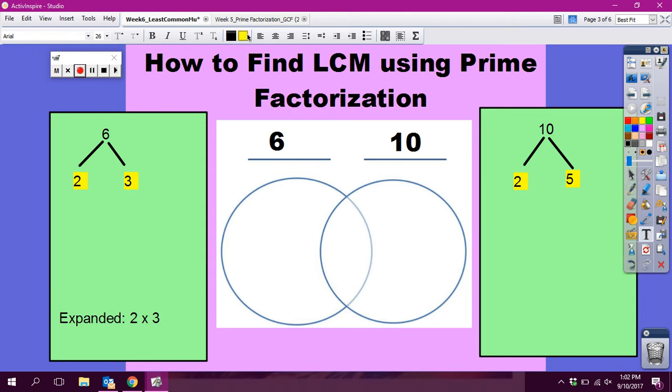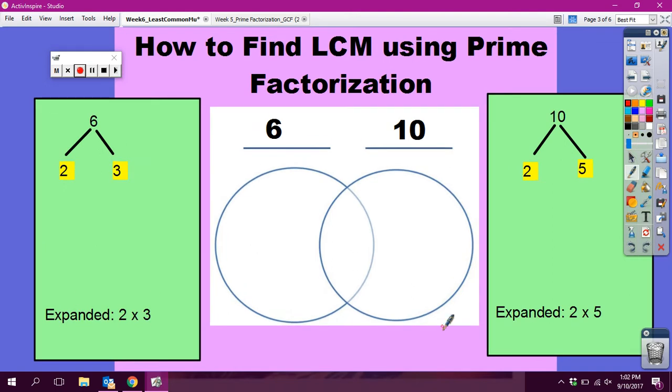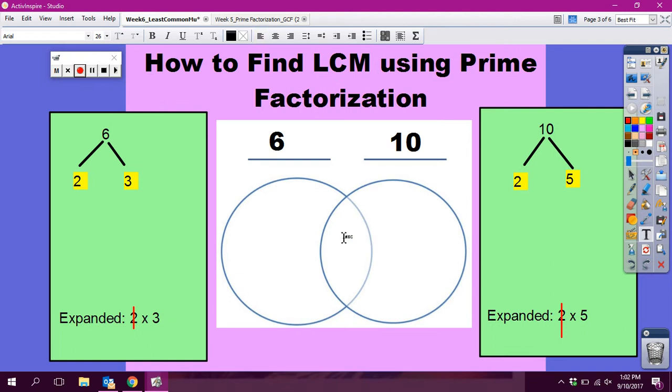So I'm going to write that in expanded form. And again, it's going to be pretty simple since that was the only thing I could break it down into. I've got a 2 times a 5. So again, I'm going to look at this expanded form and say, what do these two numbers have in common? Well, they have 1 2 each. Okay, so now I'm going to put that 2 in the middle because that's what they have in common.